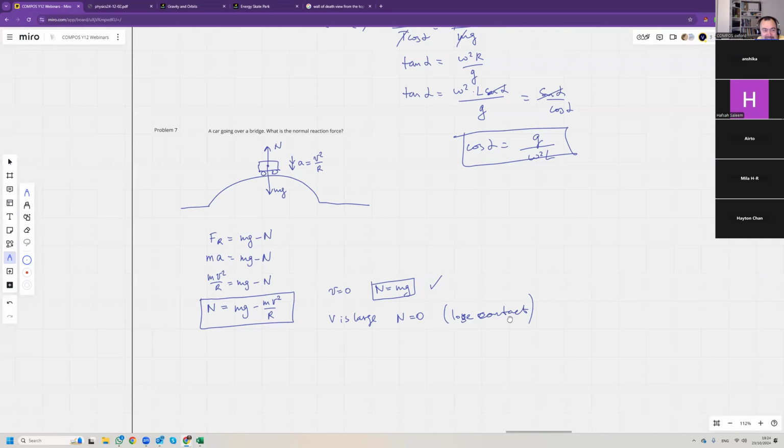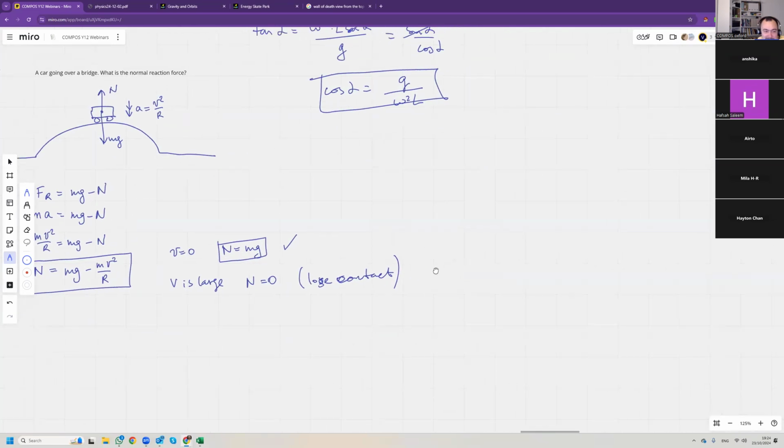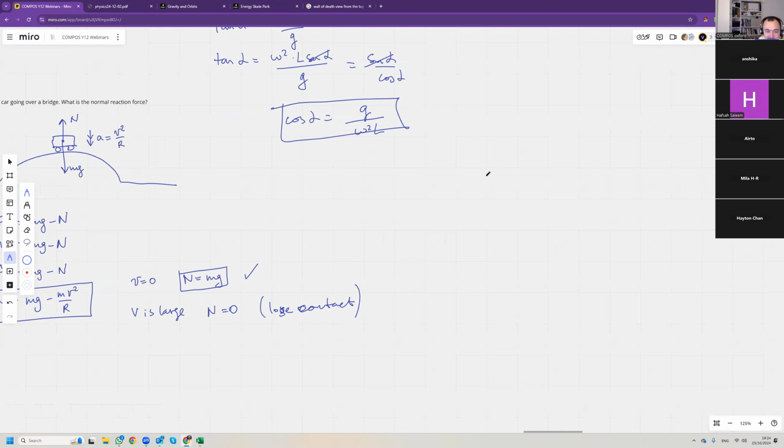There's a question about the rotating Earth. If you're standing on the planet Earth, the Earth is rotating anti-clockwise, moving from west to east. If you're standing at the top of the Earth, at the North Pole, your weight is equal to your normal reaction force.